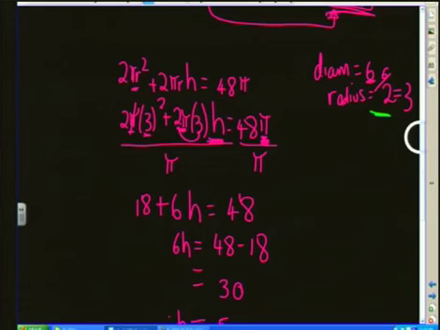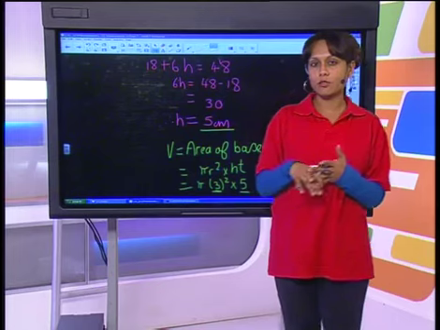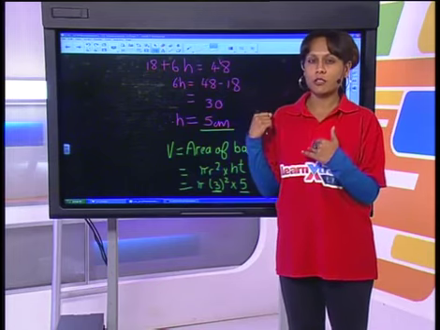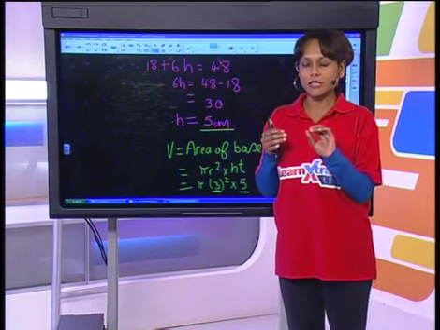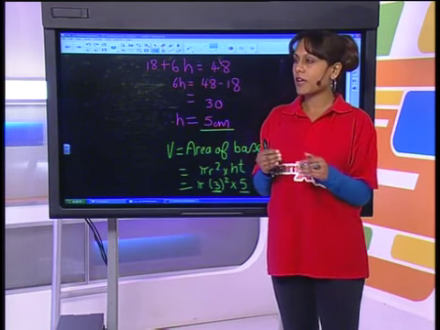I've had a look at all the working and can't see any mistakes here. We eventually get to 6h, 6 times the height is 30, divided by 6. 30 divided by 6 is 5. It's definitely no mistake with the height, but as I say, a common mistake that a lot of pupils would have made with this question is they would have forgotten to divide the diameter by 2 to get the length of the radius.